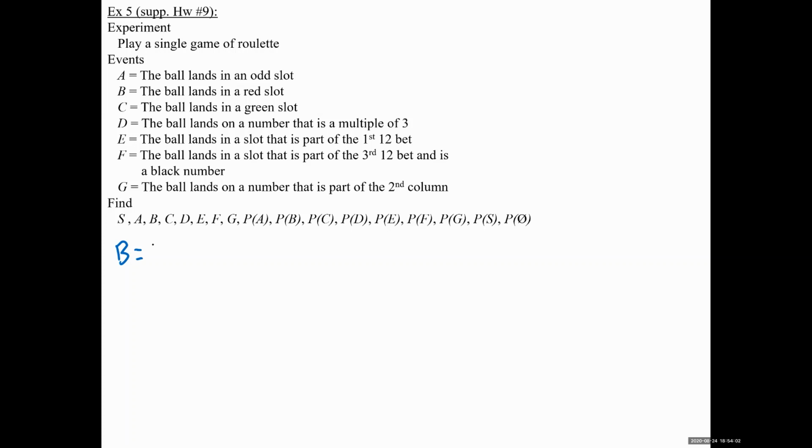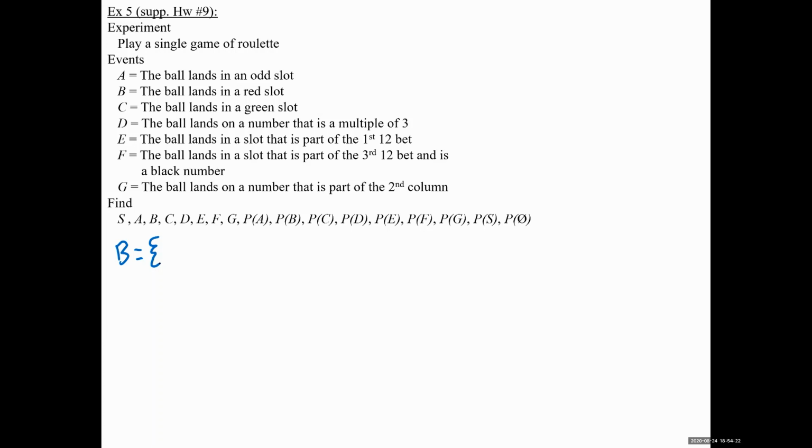The ball lands in a red slot. So B is an event. You have to make a list. So I'm going to put curly brackets and I have to list all the red slots. Now, I don't expect you to know that one. You should know how many red slots there are. There's 18. But which ones are red? That's actually not the easiest question in the world.